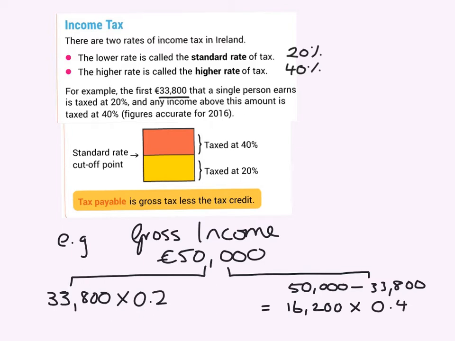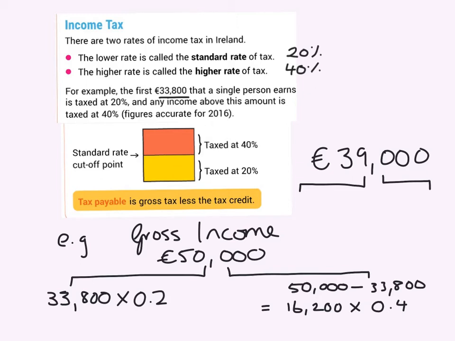Okay, so what I want you to do now is I want you to split out an income. Let's say 39,000. Okay, and we're going to use the same standard rate cut-off point. I want you to go ahead and tell me what way is that going to be split. So how much is going to be taxed at 0.2 and how much is going to be taxed at 0.4. Okay, so I'm just going to go ahead. If you haven't got it done, pause the video and then you can press play.